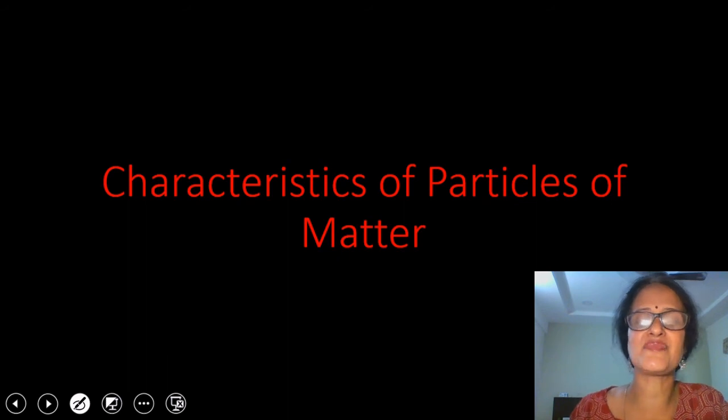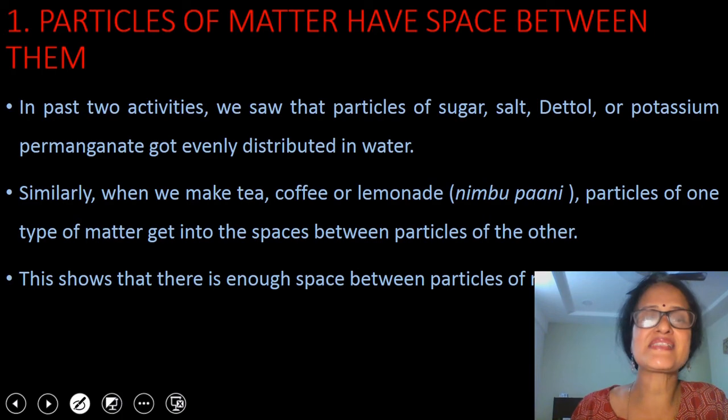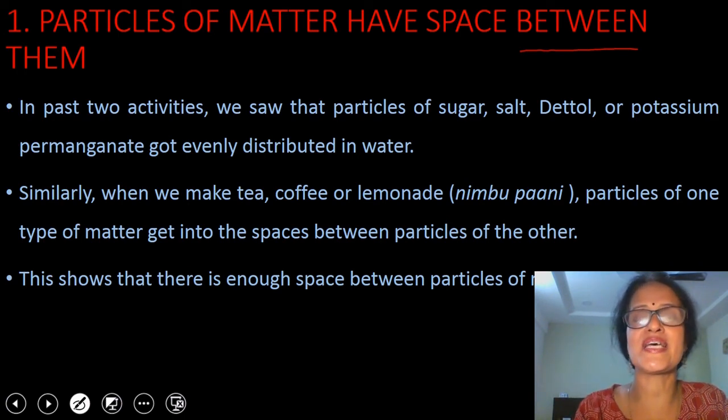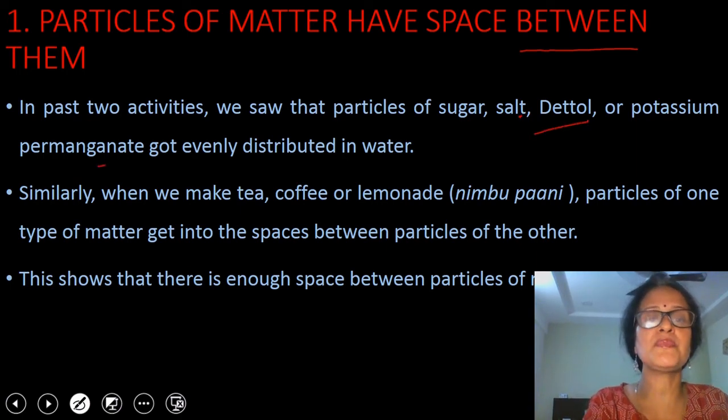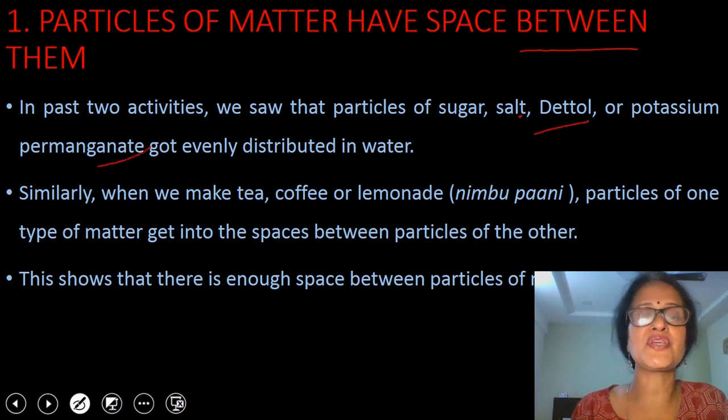Now we will discuss the characteristics of particles of matter. So the first characteristic is that particles of matter have space between them. In the past 2 activities, we saw that whether you take sugar or salt or Dettol or potassium permanganate, these particles got evenly distributed in water.